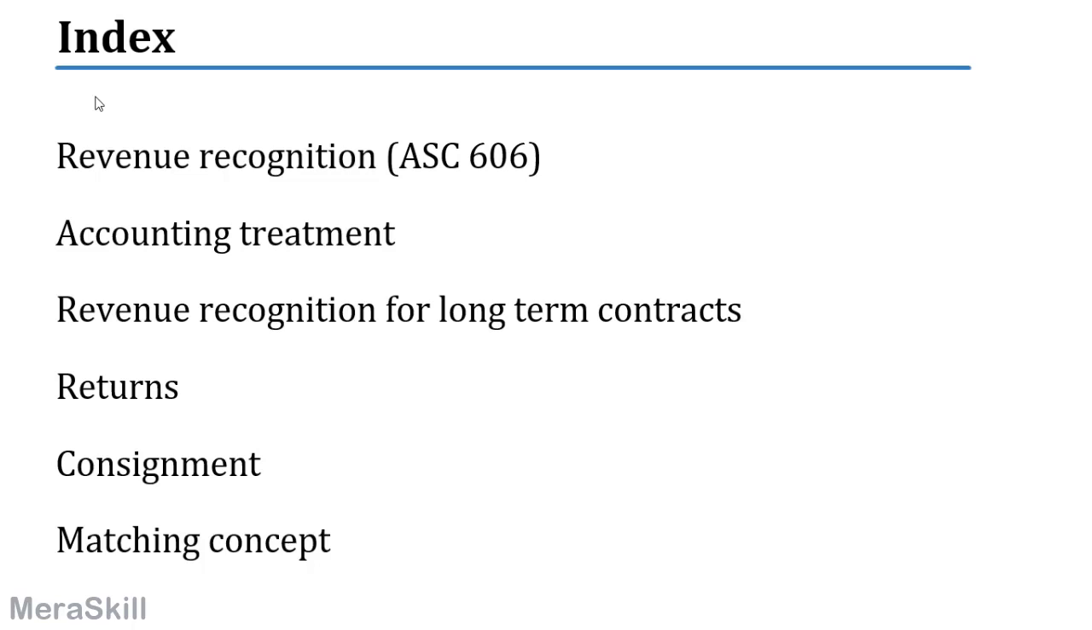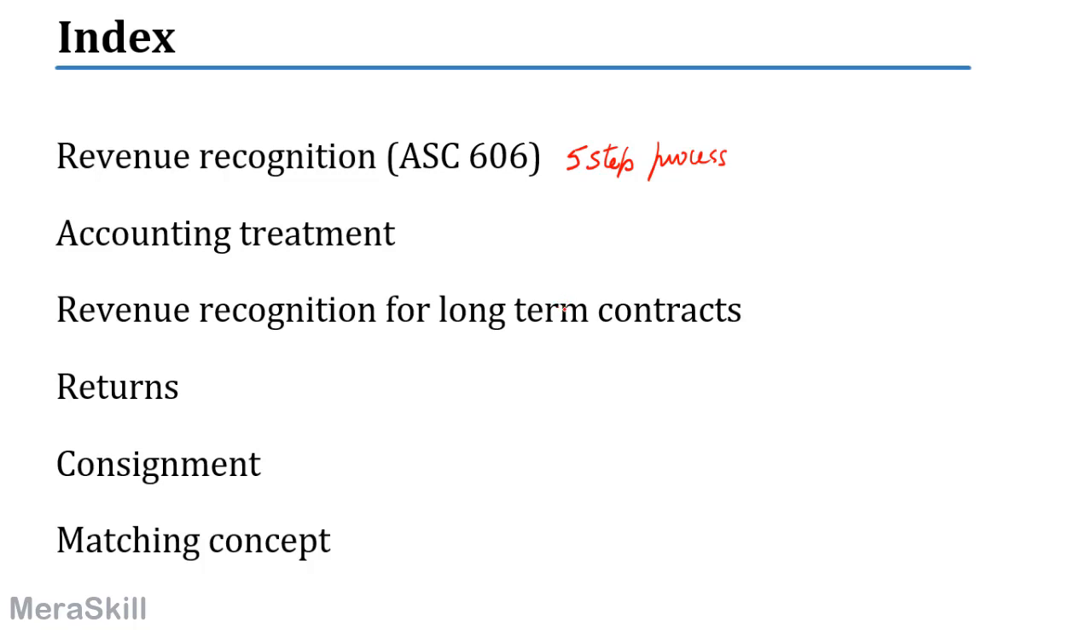So we'll understand there is a 5-step process. We will go through what is the 5-step process for revenue recognition here, and thereafter we will look at the accounting. Having understood the process, we will look at the accounting treatment. A couple of examples and the accounting treatment. Then we will move on to revenue recognition for long term. That is when they are spread over a period of time, more than a year, etc.